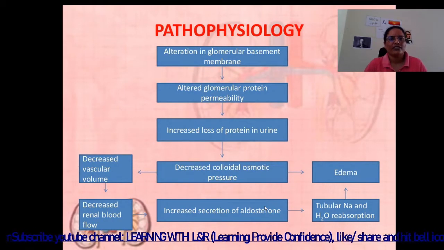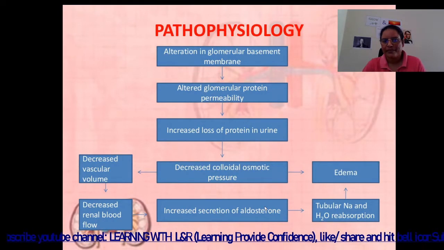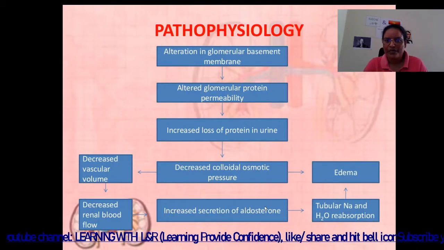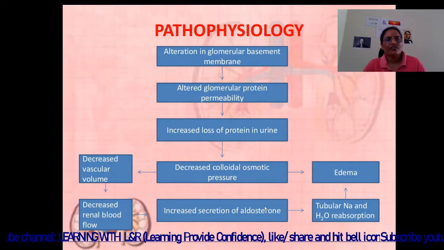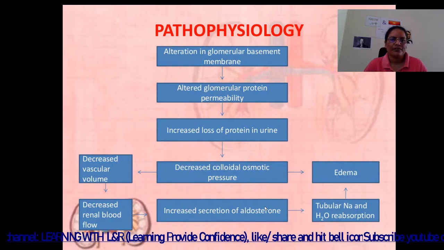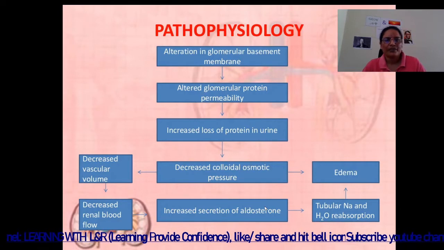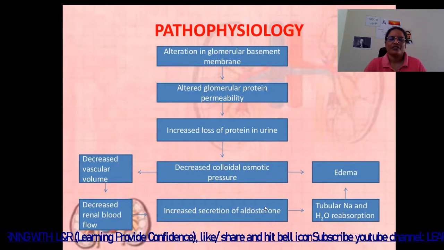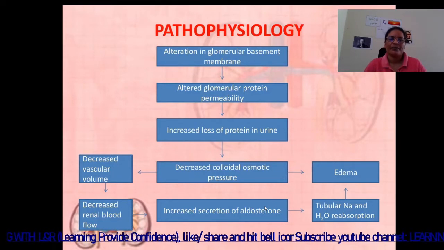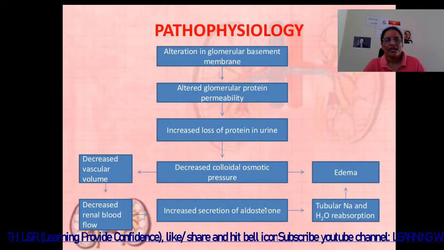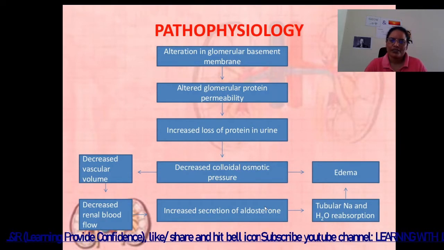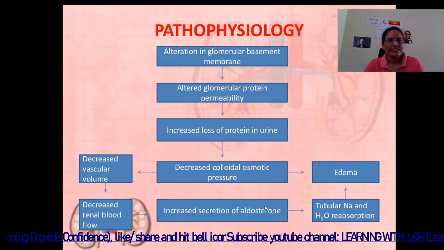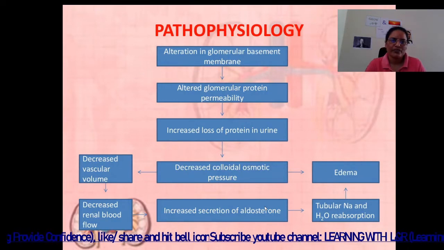Pathophysiology: alteration in the glomerular basement membrane, then alteration in glomerular protein permeability, which increases loss of protein in urine. Because of that, colloid osmotic pressure decreases. What is the function of colloid osmotic pressure? Colloid osmotic pressure is maintained by protein, and its main function is to maintain the fluid balance in the body, right? When colloid osmotic pressure decreases, what happens?